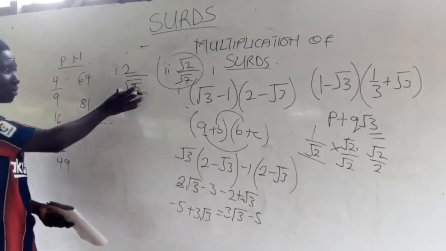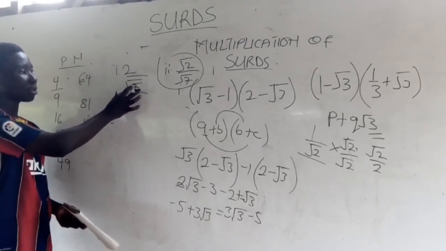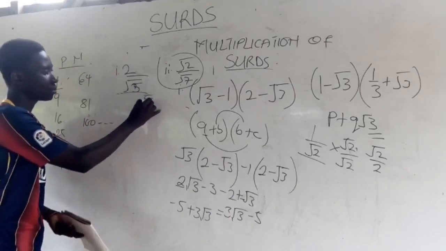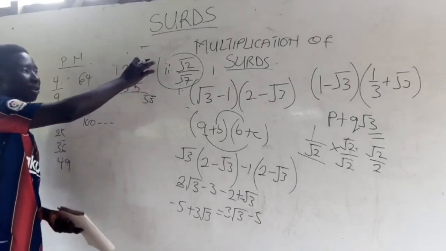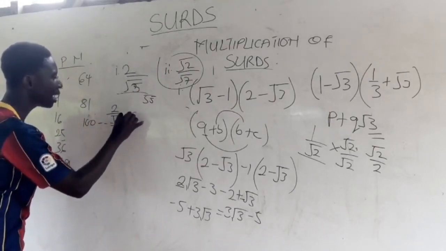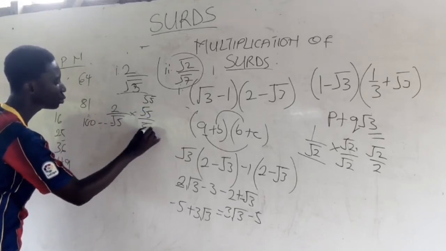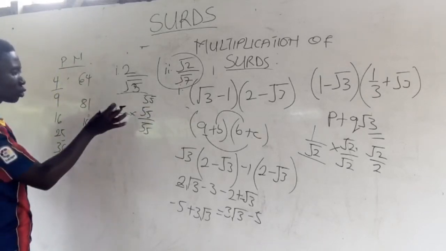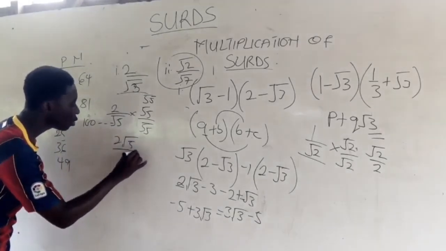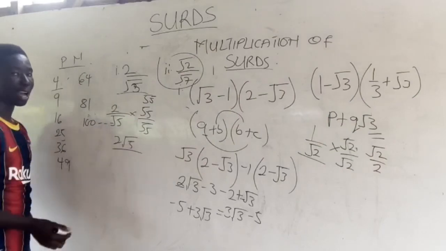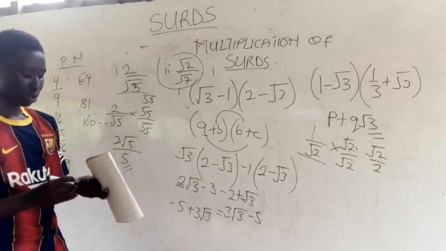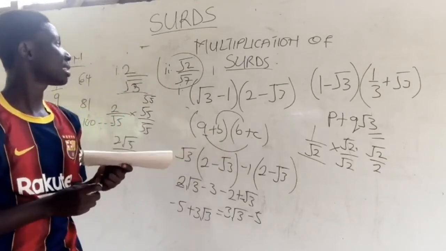So with this one, we are going to multiply the denominator, which is root 5, by the numerator and then the denominator. So we are going to get 2 root 5 over root 5 root 5. So 2 times root 5, we are going to get 2 root 5, all over root 5 times root 5, which is 5. And that will be all for our lesson on sets.